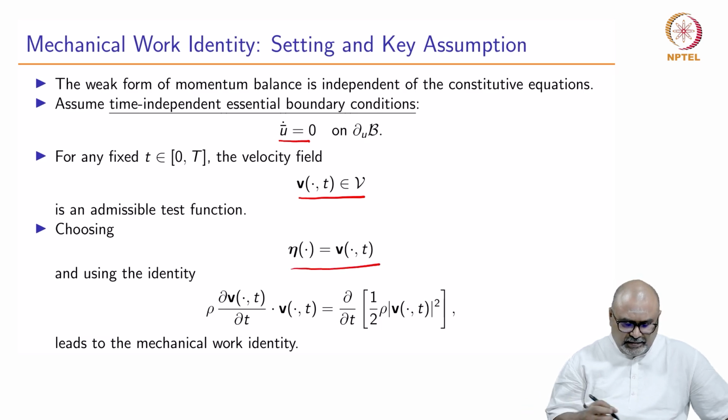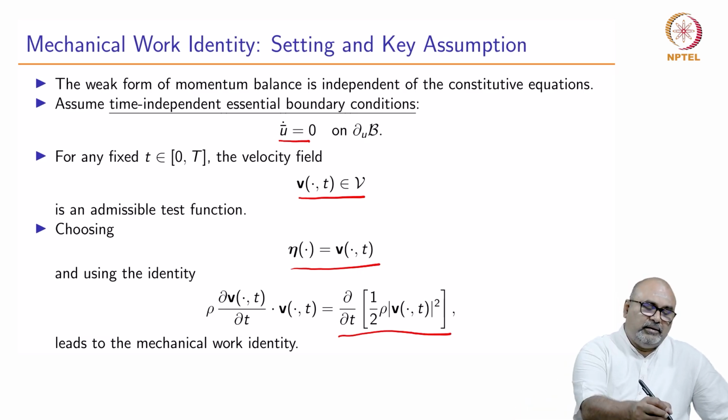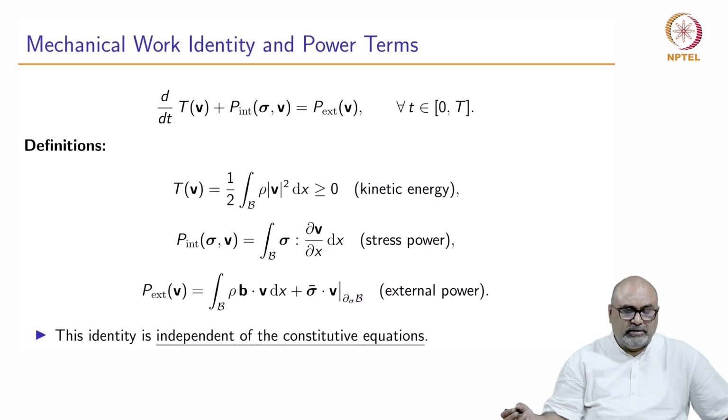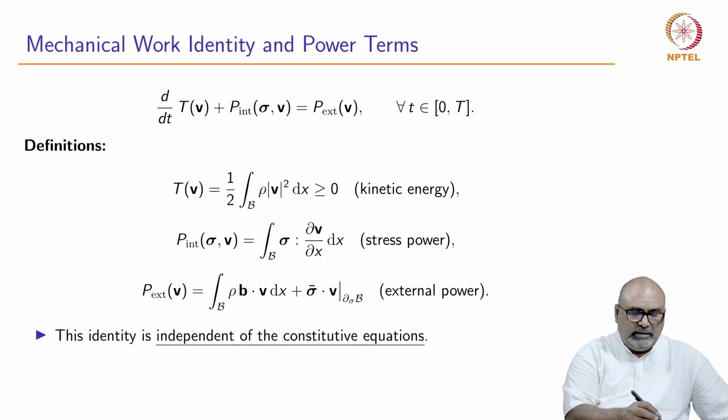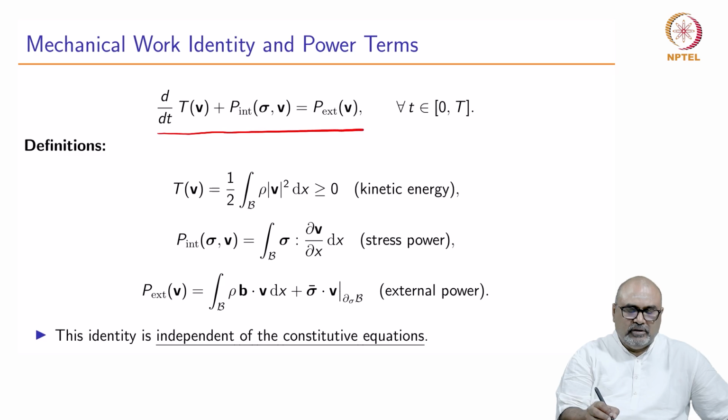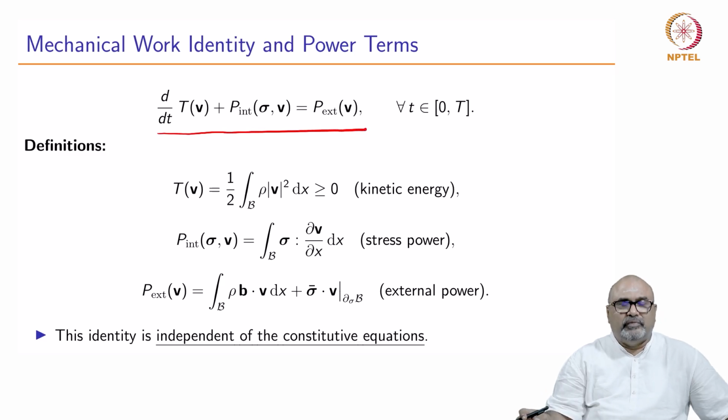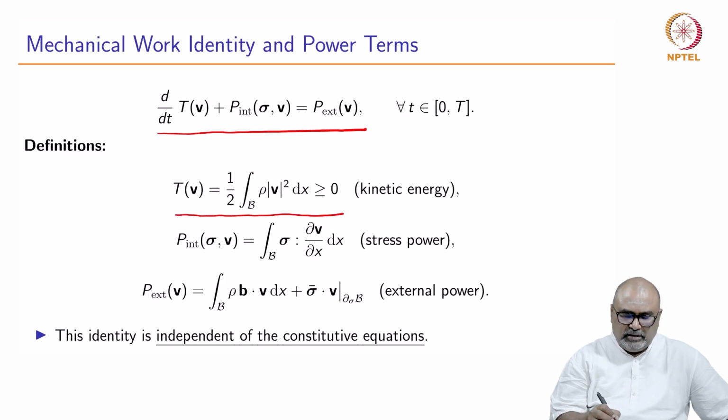Using the identity dou v by dou t dot v of t is dou by dou t of half rho v of t whole square leads to the mechanical work identity, that the internal work is equal to the external work. So, we get d by dt of T of v plus P internal of sigma comma v is equal to P external of v for all t belonging to 0 comma T, where T of v is defined as the kinetic energy, which is 1/2 integral over domain rho v square dx, and must be greater than or equal to 0. So, that is the kinetic energy.